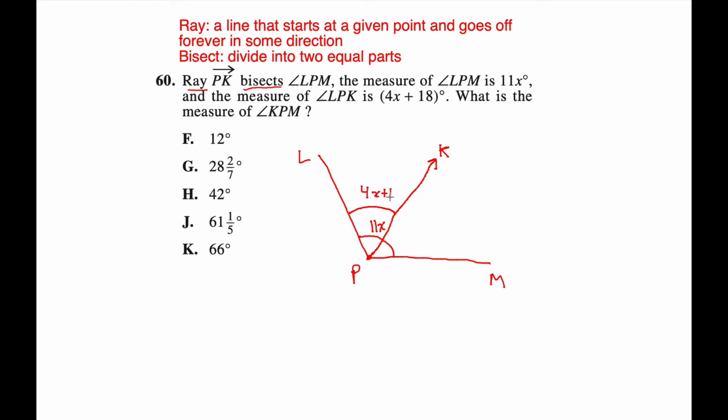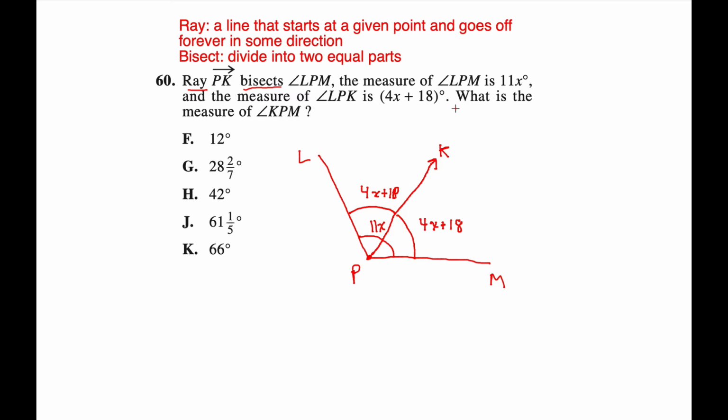Actually, at this point, they don't tell us this explicitly, but we know that angle LPK is going to be the exact same measure as angle KPM, since PK bisected this bigger angle into two equal parts. So even though they haven't said that this is 4x plus 18 as well, we can go ahead and fill that in. That's a good practice to do on any ACT math question. As soon as we realize that we can fill something in, write something down, it's good to just put it down there in front of us.